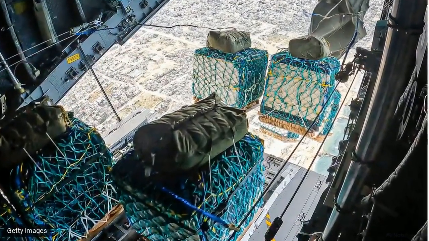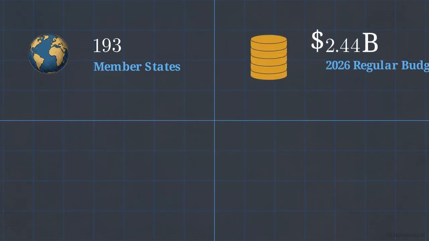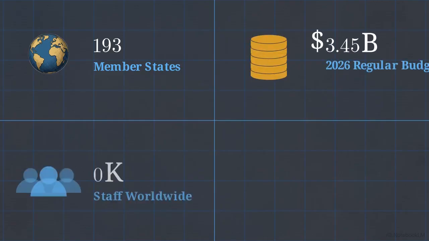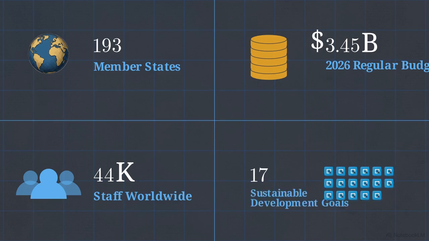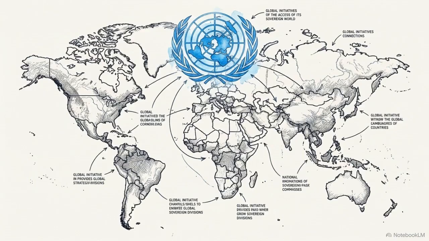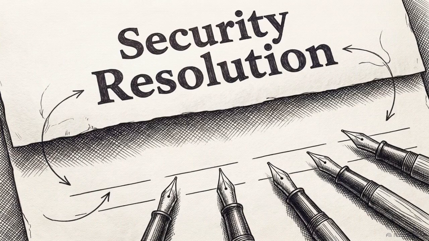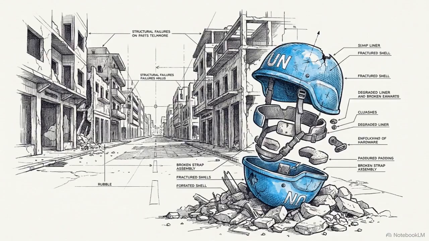over active conflict zones. This dashboard reflects the current operational scale: 193 member states, a $3.45 billion regular budget, and a staff of 44,000, managing 17 distinct sustainable development goals. Despite coordinating this level of funding and personnel, the UN holds no territory and possesses no sovereign authority over its members. It cannot enforce a single decision without the explicit consent of the world's major powers.